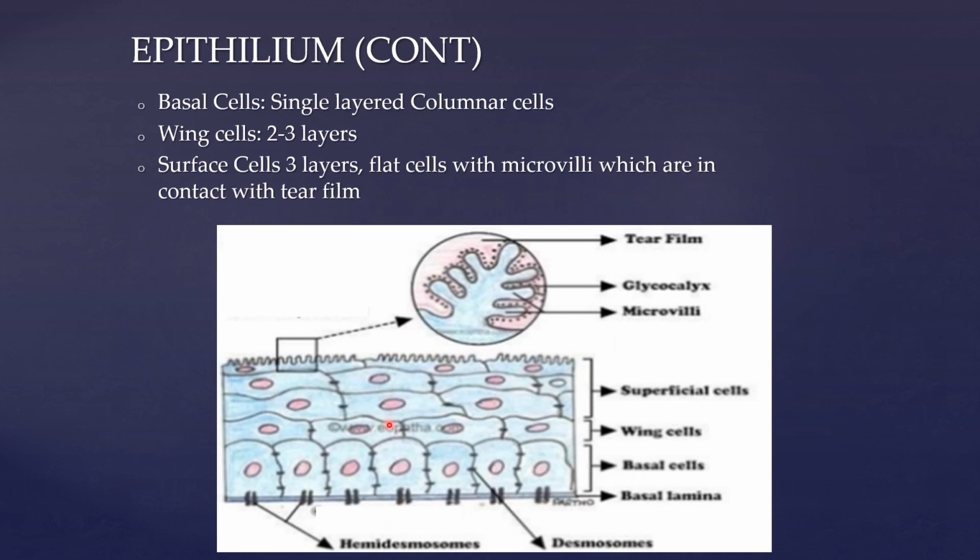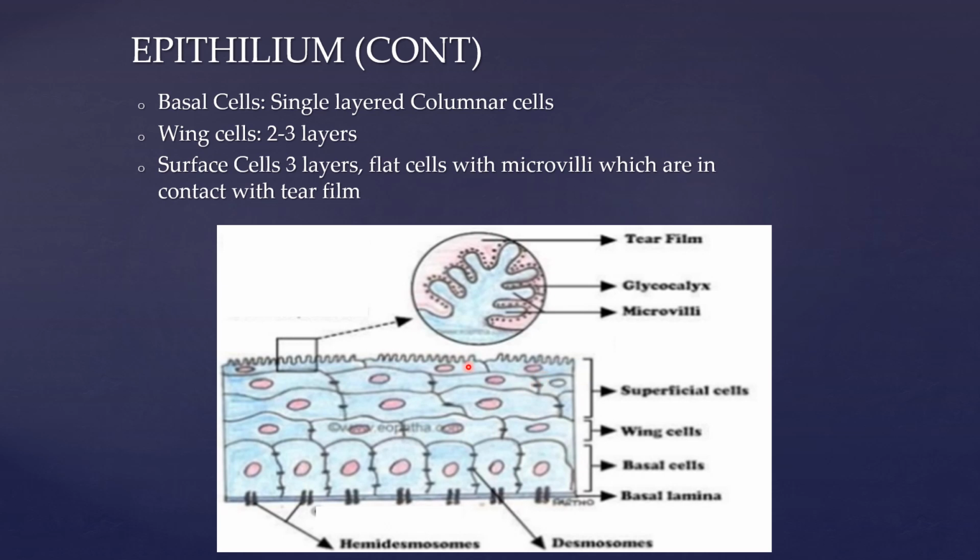In middle layers, they transform into cuboidal cells, which are arranged in 2 to 3 layers, and here they are called wing cells. And as the cells move towards superficial layers, they become flat and form squamous cells. These squamous cells are also arranged in 2 to 3 layers.